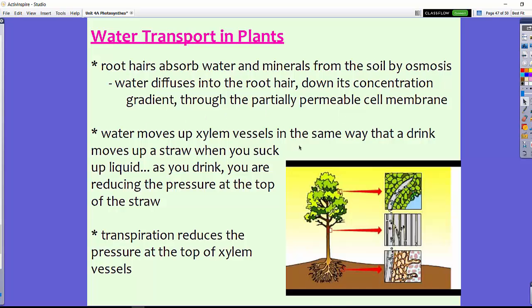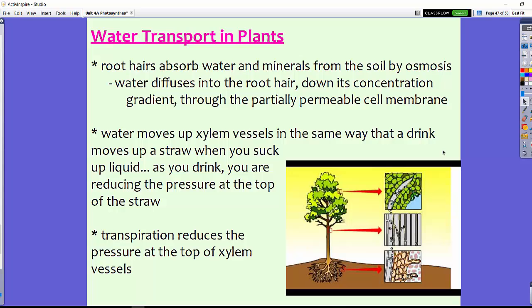So water is going to move up these xylem vessels in the same way that a drink moves up a straw when you drink through it. We've talked about cohesion and adhesion before. So let's quickly review cohesion. Cohesion is where water molecules like to stick to each other. Adhesion is where the water molecules will stick to another substance. So as water moves up the xylem vessel, it's not only sticking to itself, but the water's also sticking to the xylem vessels on the outside as well.